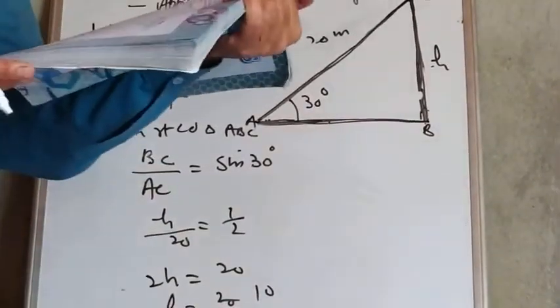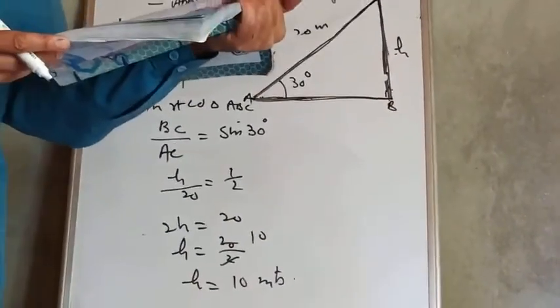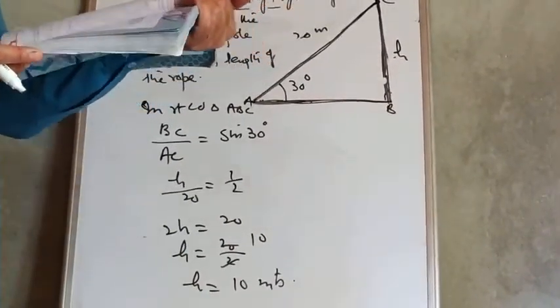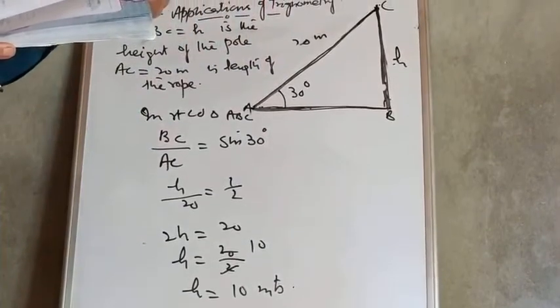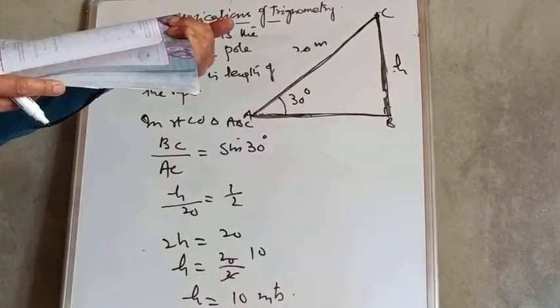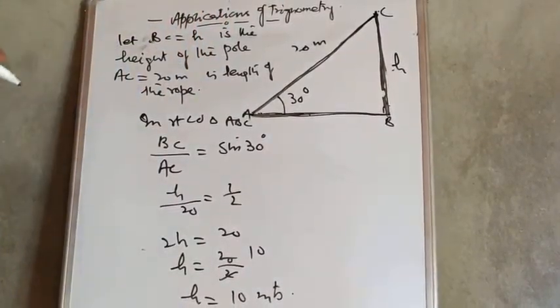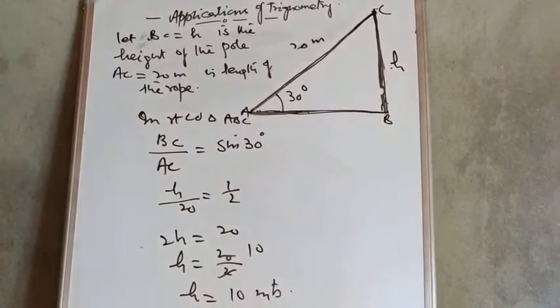Question number 2 is: a tree breaks due to the storm and the broken part bends and touches the ground, making an angle of 30 degrees with it. The distance between the foot of the tree and the point where the top touches the ground is 8 meters. Find the height of the tree. Now again, question number 2.